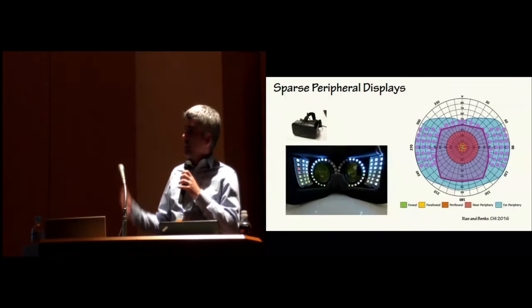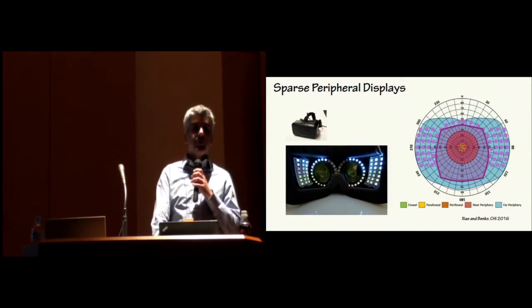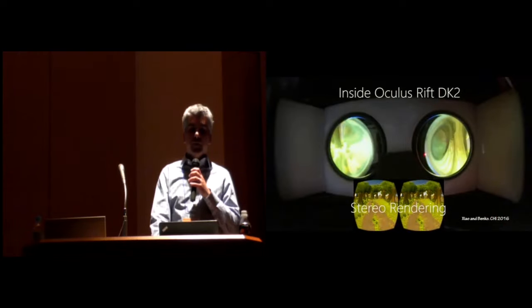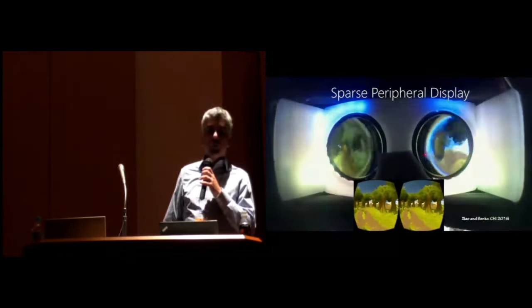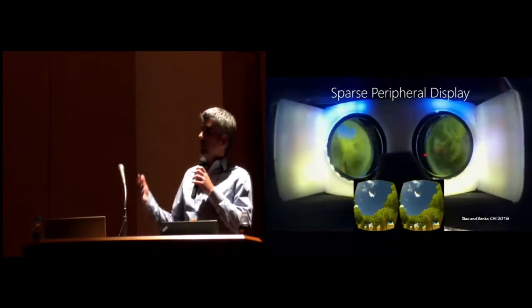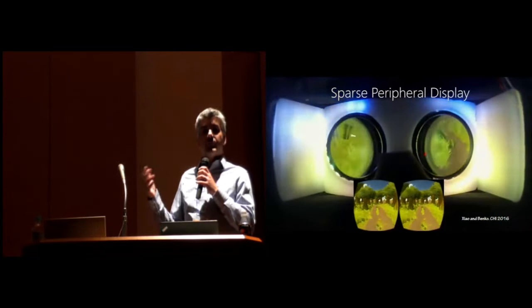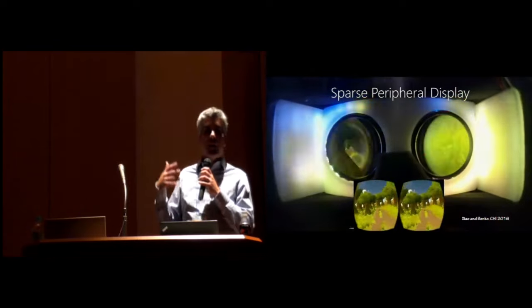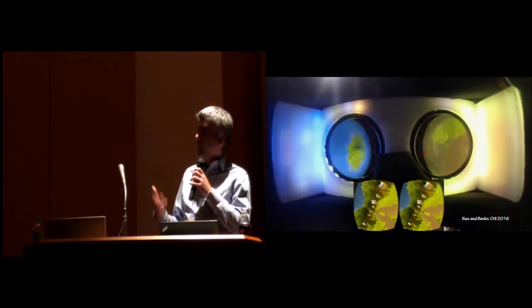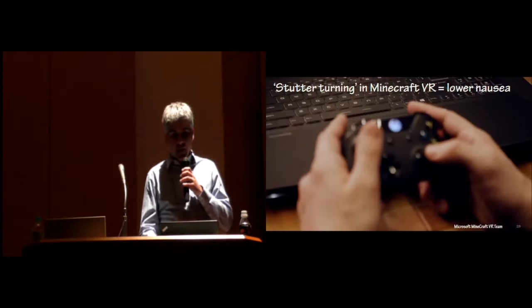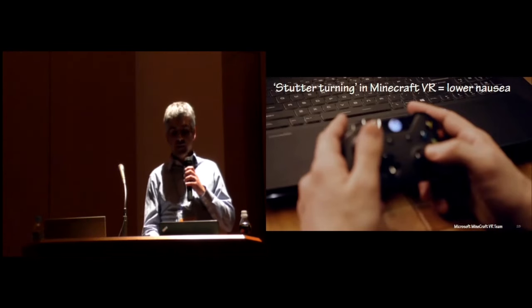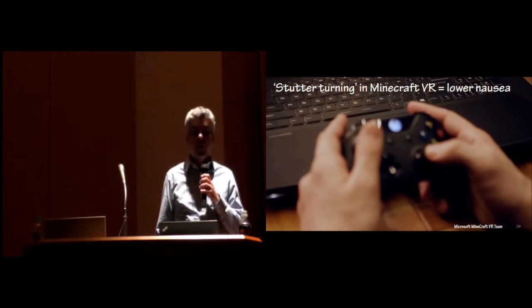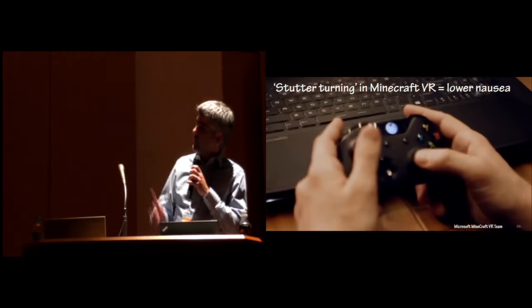We've taken that a bit further in our sparse peripheral displays, where we just augmented the whole field with a bunch of LEDs in the periphery, and here's a view of what you can see in there. Of course, you can expand the field of view. We also show that there are ways to do things in the periphery that help you in targeting, make you faster, and potentially lower some of the nauseating effects. Another example of perceptually driven user interface design is stutter turning in Minecraft VR, and I'll let them explain how they did it.